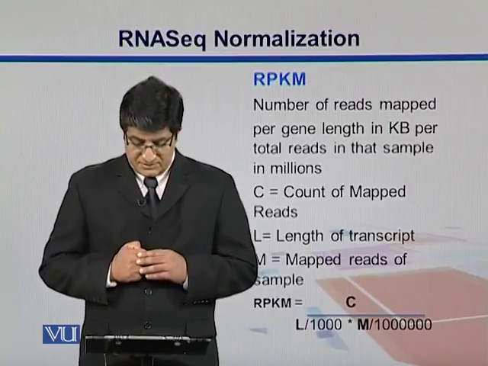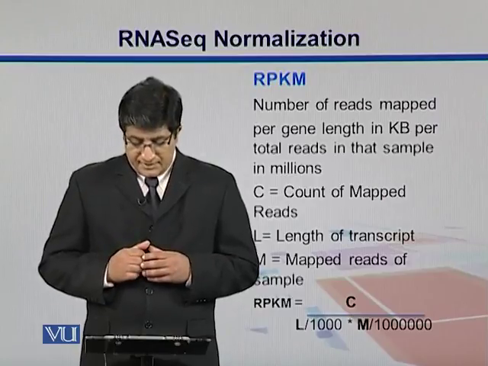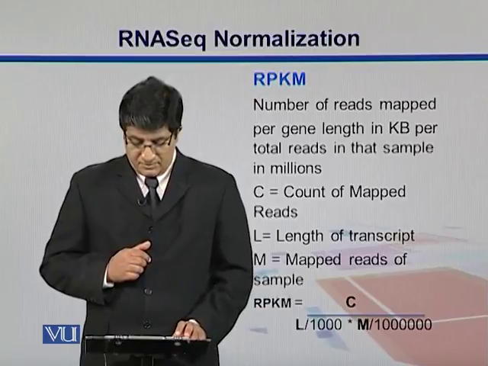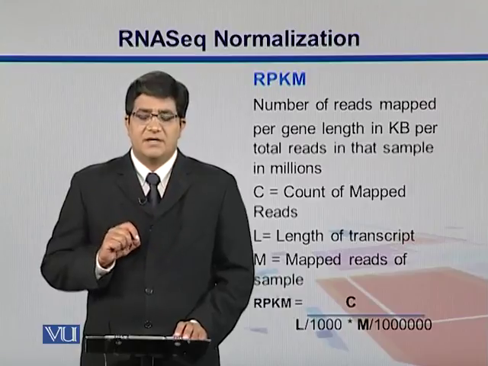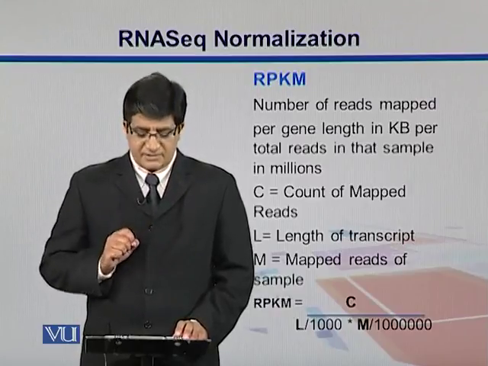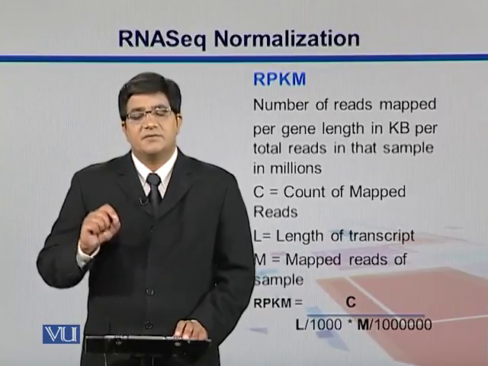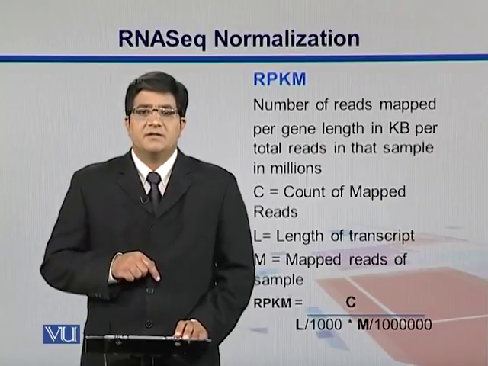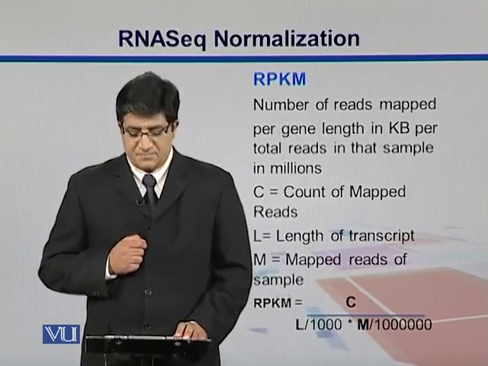So here we have C, which is the count of the mapped reads or raw counts. L represents the length of the transcript, M represents mapped reads. So RPKM is given by C, the raw count, for example a number like 23 or something, which we have seen in the earlier count matrix, divided by the length of that transcript divided by 1000. So that is the length in 1 per kb, we can say the length in kilo base pairs, kbs.